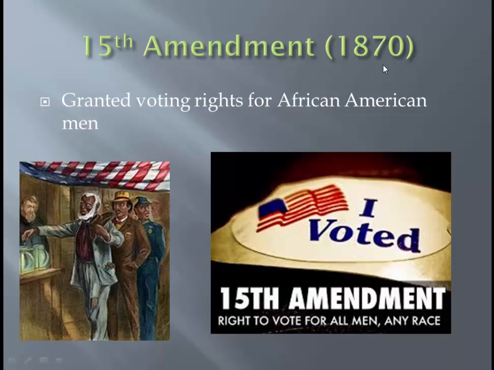15th Amendment, nice and easy, says that all African American men can vote. So by 1870, who was now able to vote legally? African American men. You guessed it. Guess who's still left out? Women. We're going to have to fix that.